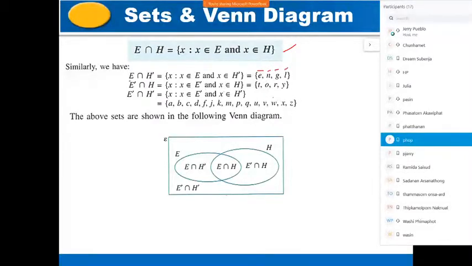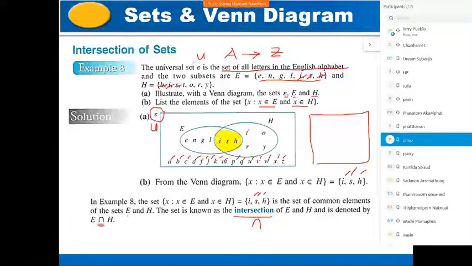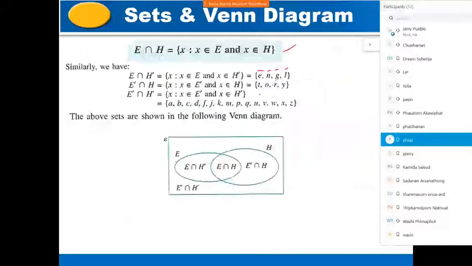Now, if we have not E, complement E, intersect H, it means you can find it in H but not in E. That's why we have X belongs to not E and X belongs to H. Here we have T, O, R, Y, not in E but belongs to H. Outside of E but inside of H, right? So we have T, O, R, Y.